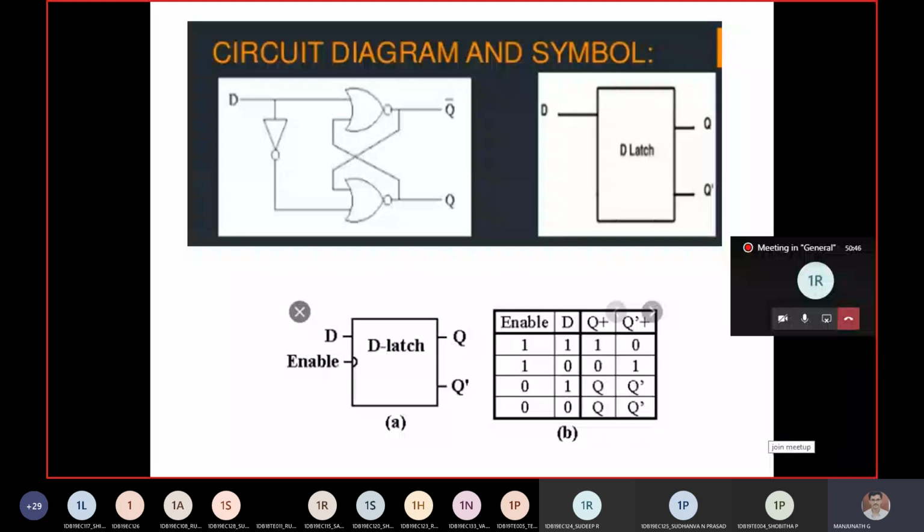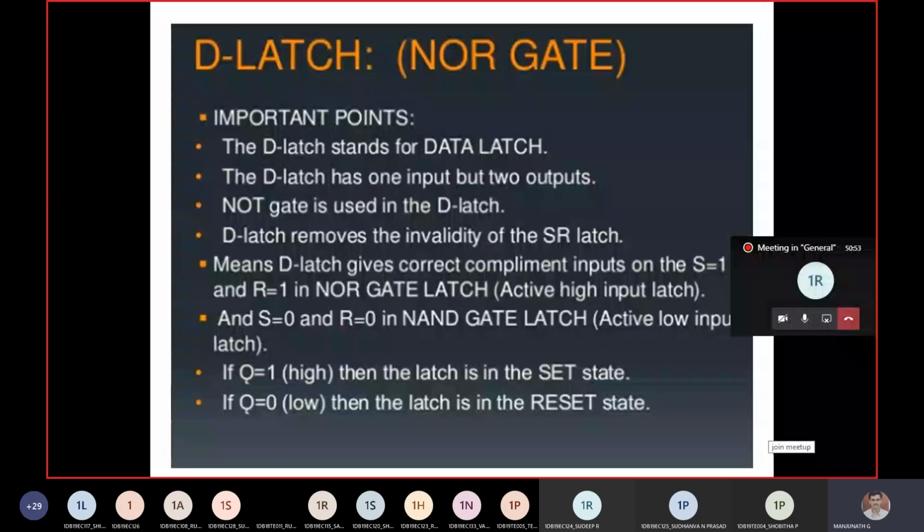Okay, you just look at the previous slide and tell me if you can find any answer. You can see the point that I gave. The D latch removes the invalidity of the SR latch. So it means it gives correct complement inputs: S equal to 0 and R equal to 1 in a NOR gate, and similarly S equal to 0 and R equal to 0 in a NAND gate. Correct? So from that point, can you tell me the answer now?